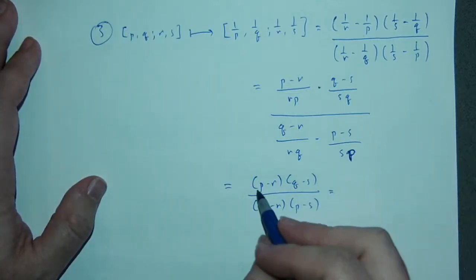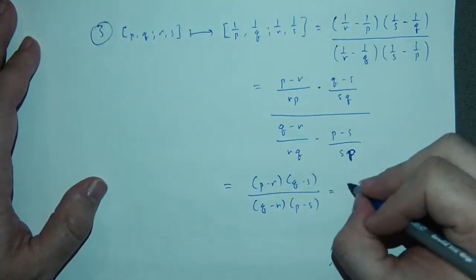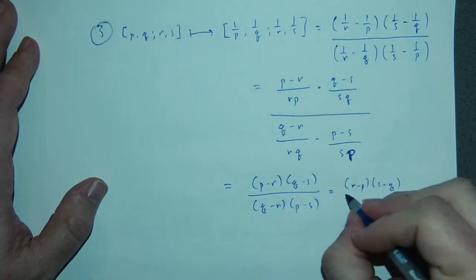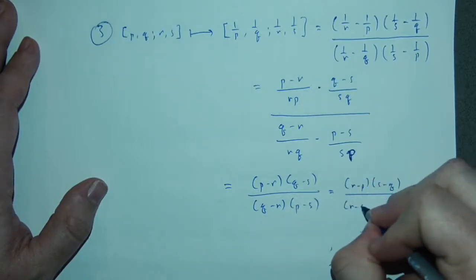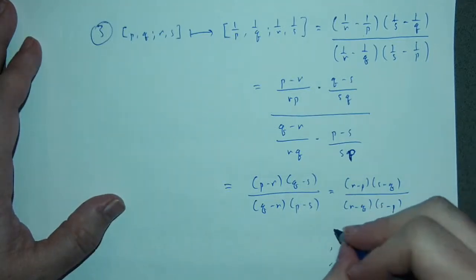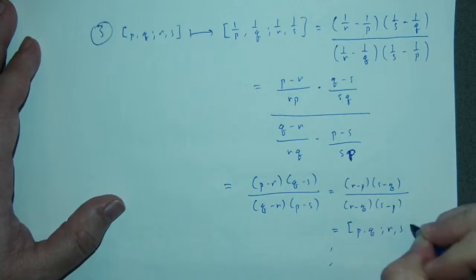Let's just see that. I can flip every single sign here because there's 4 of these, so those things cancel. And so I have R minus P, S minus Q. I have to flip every single one. R minus Q, S minus P. Right. And so this is just the cross ratio, PQRS.